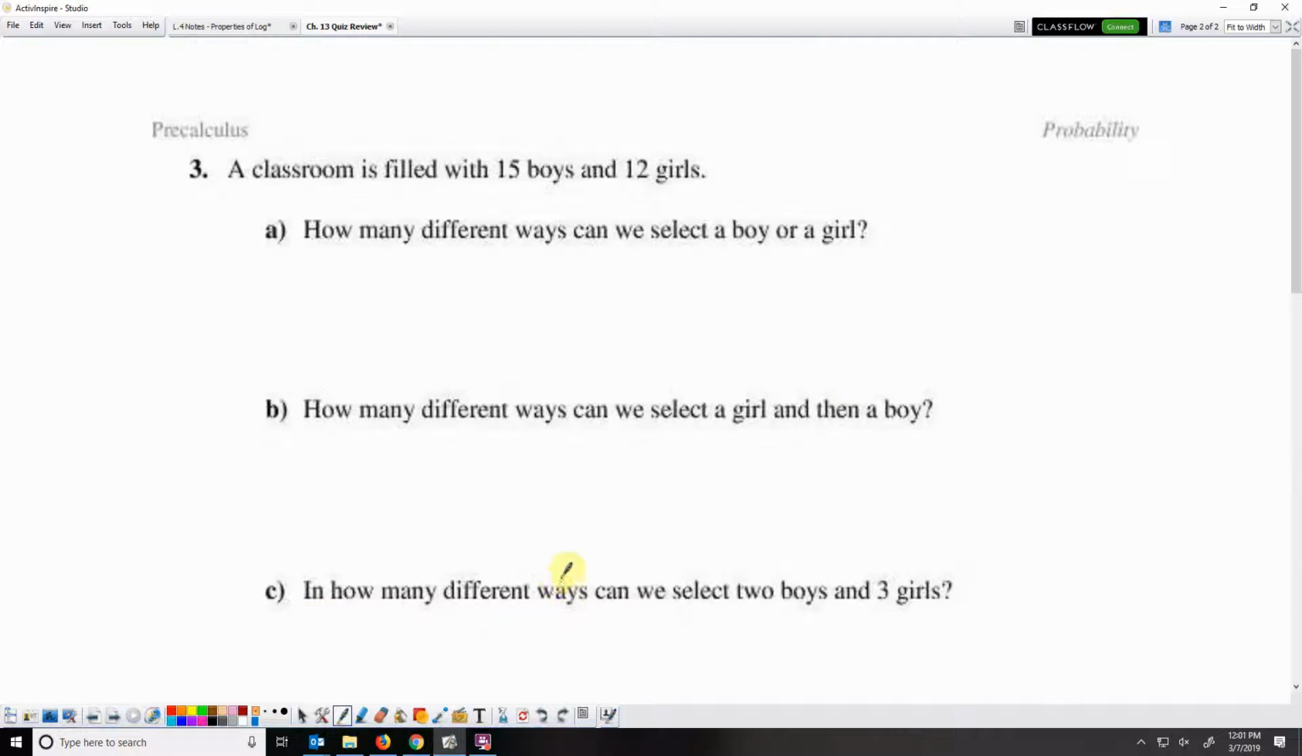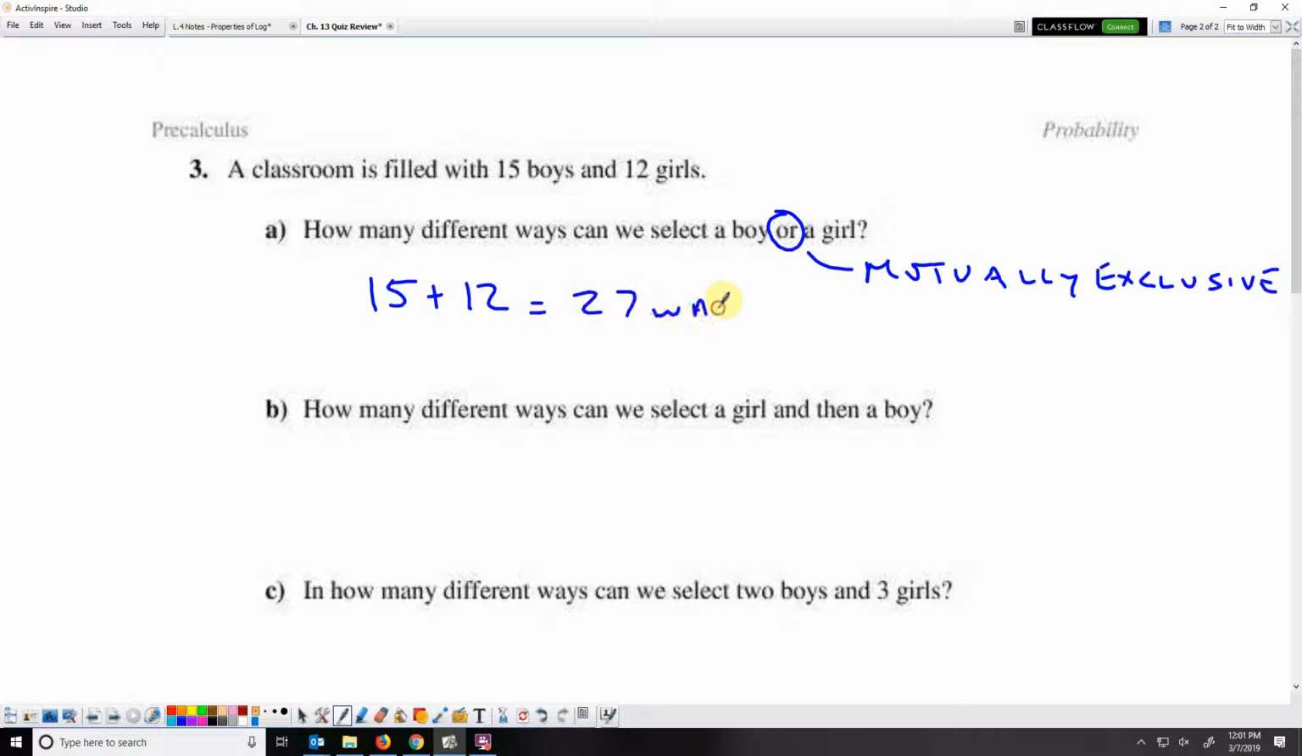A classroom is filled with 15 boys and 12 girls. How many different ways can we select a boy or a girl? Or means this is mutually exclusive. When it's mutually exclusive, we add. There are 15 ways to choose boys, 12 ways to choose girls. 15 plus 12 is a total of 27 ways to choose.